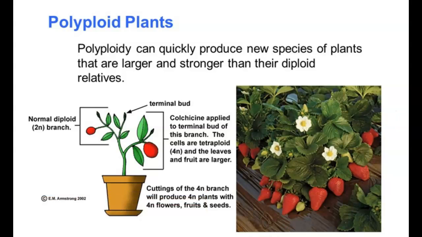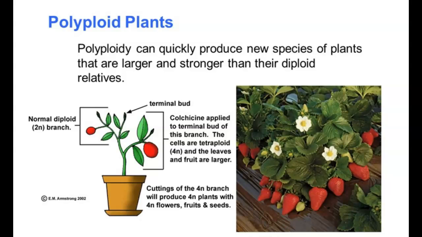So polyploids can quickly produce new species. Remember we talked about speciation? Well, that's in D4, speciation. Remember this when we talk about it. They produce new species, sympatric speciation, of plants that are larger and stronger than their diploid relatives. And they can purposely do this. So let's say we have a normal plant. They'll get this chemical right here, maybe pronounced colchicine. They're going to apply this at the terminal bud of the branch, and that will cause it to be a polyploid. In this case, tetraploid. And that causes the leaves and the fruit to be a lot larger than the normal diploid.